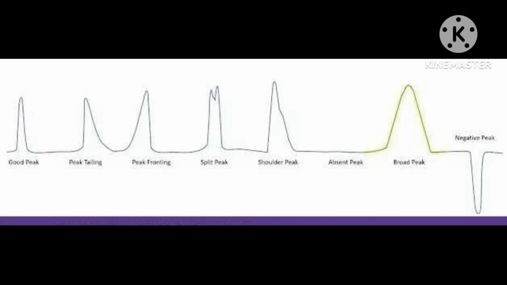Sample injection volume. Increasing the injection volume can result in peak broadening. Sample solvent mismatch. A mismatch between the sample solvent and the mobile phase can distort peak shapes.